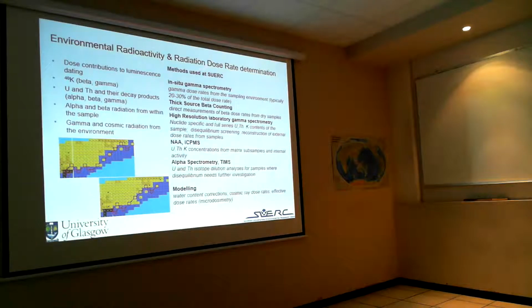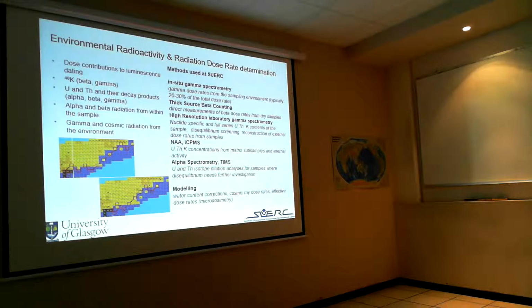How do we measure the dose rates? Well, in my lab, we try where possible to use a portable gamma ray spectrometer to measure the environmental dose rate contribution, which is typically 20 to 30% of the total dose rate in the field, but that's not always possible. So we sometimes bring samples back. We measure the beta dose rates directly from dry samples in the lab, and we use high-resolution gamma ray spectrometry to produce, let's say, an analysis of the composition of the natural sources.